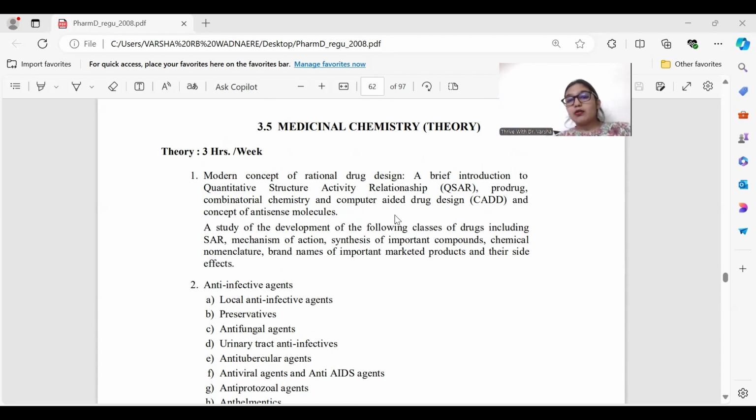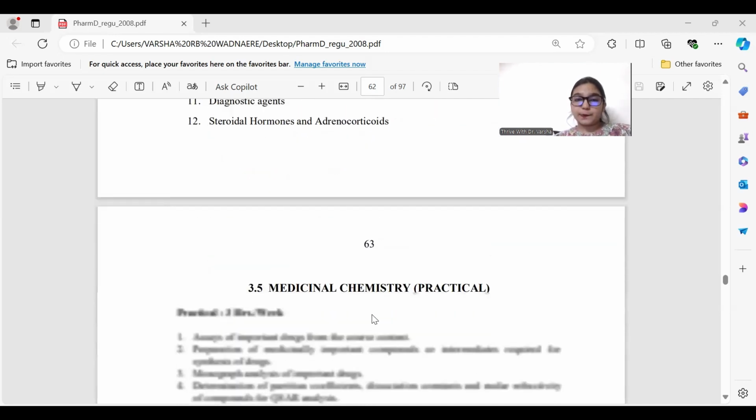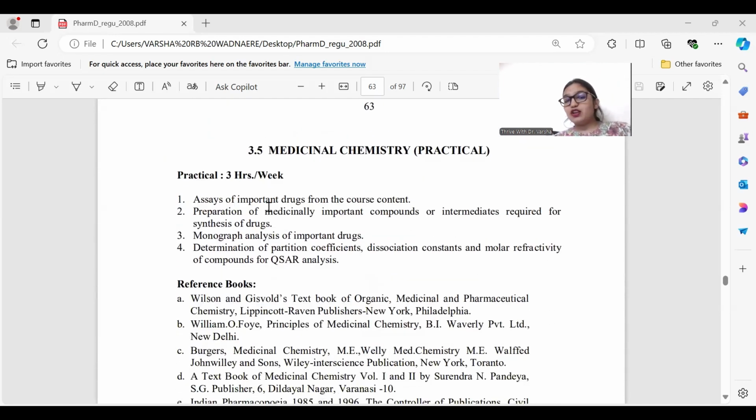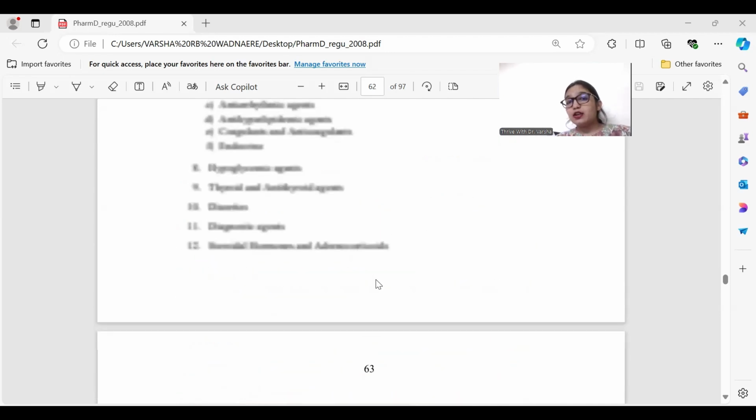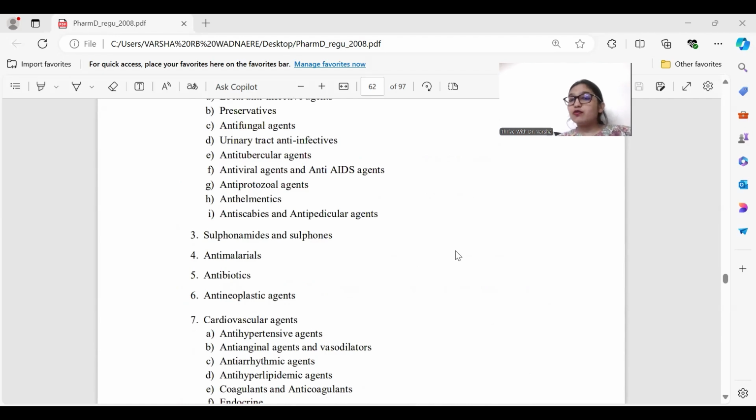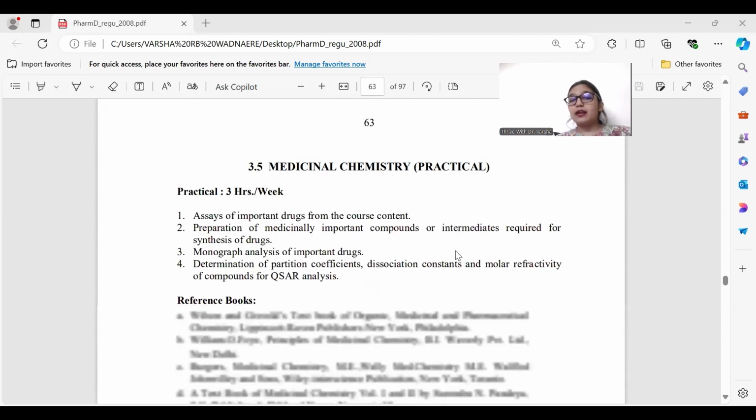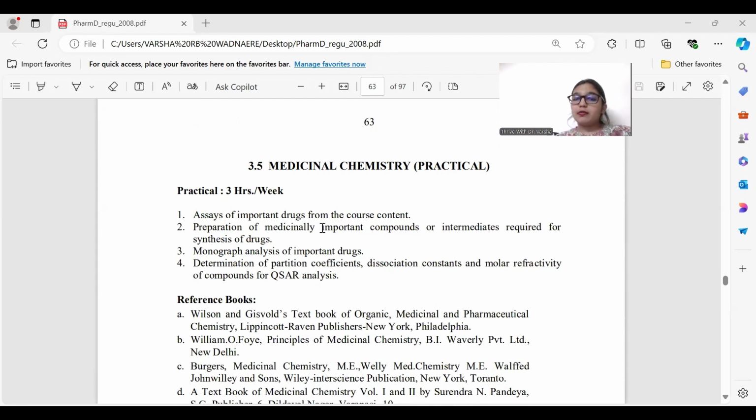There are certain experiments that you have to carry out for each and every agent. There are different types of methods, so you will be performing all those methods and using all those agents in your practical. Now we will see what those are. Over here you can see there are only 4, but it's not 4. See, assays of important drugs from the course content. When they say course content, your professor can pick up any of the drugs and you will have to perform assays on that, and that will go for the complete whole year.